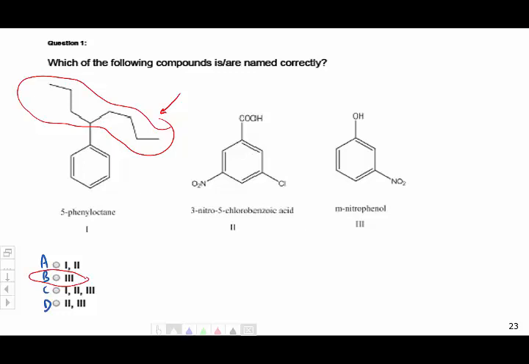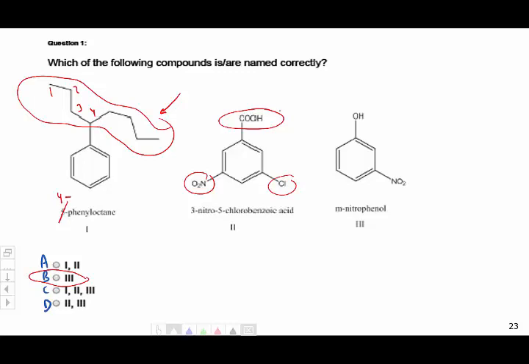Find the longest chain, give the substituent the smallest number possible. So 1, 2, 3, 4. So the mistake in here, it should be 4-phenyloctane rather than 5-phenyloctane. When it comes to the second one, I have COOH, NO2, and Cl on the benzene ring.